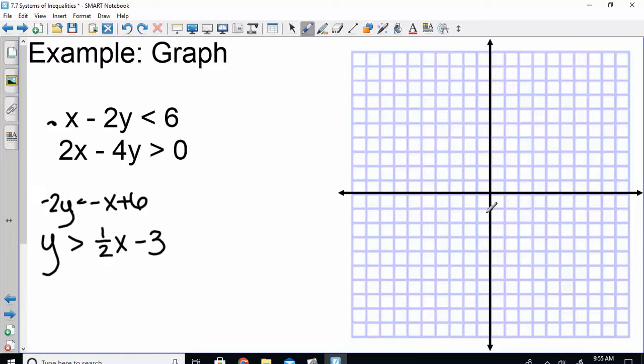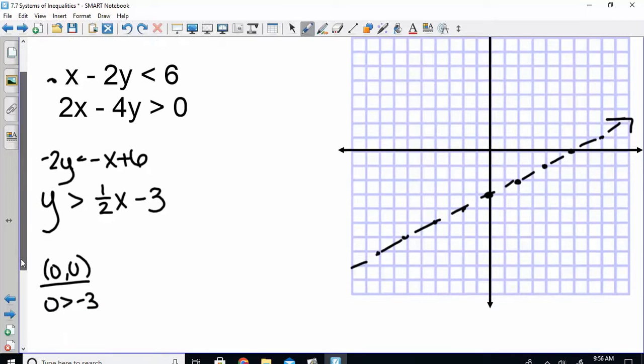Okay, so now I can graph this. Y-intercept is negative 3, so start at negative 3. Go up 1, right 2. I'm going to put a bunch of points because I can't draw a straight line otherwise. You only have to have 2 to get a line. Solid or dashed? Dashed, because it didn't have an equal to. So if you have a test point, if you put in 0, 0, 0 is greater than negative 3. Is that true or false?